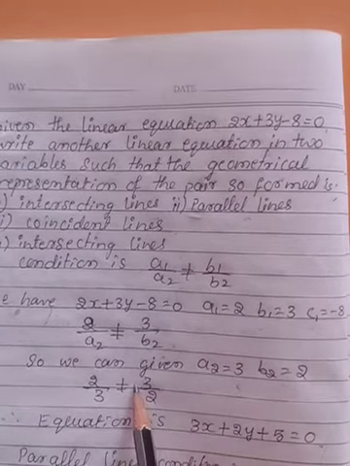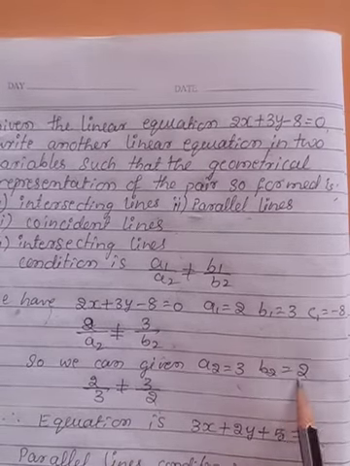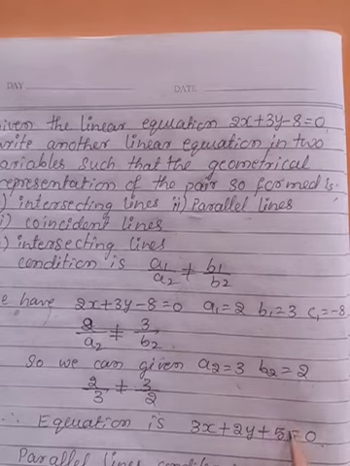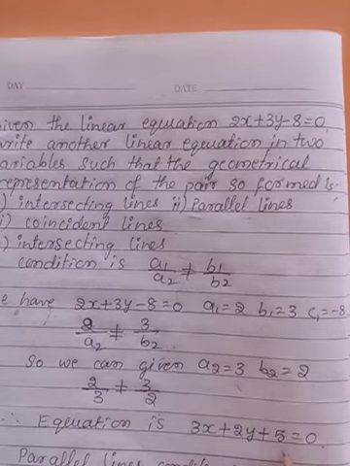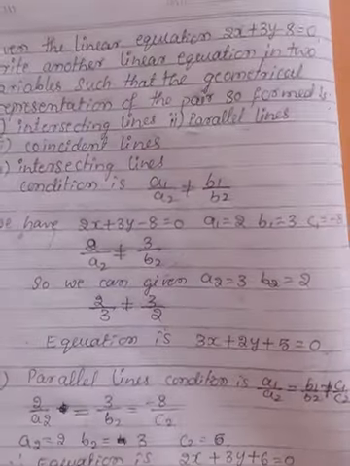See, 2 by 3 will not be equal to 3 by 2. So the equation 3x + 2y, whatever you want you can give. I am giving + 5 is equal to 0. So this is for the first question.